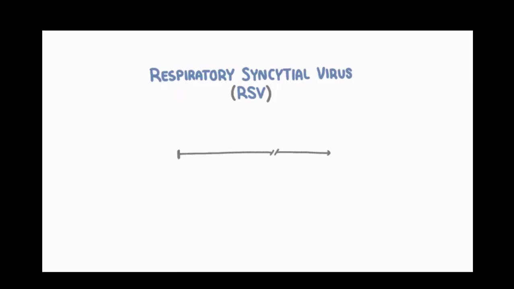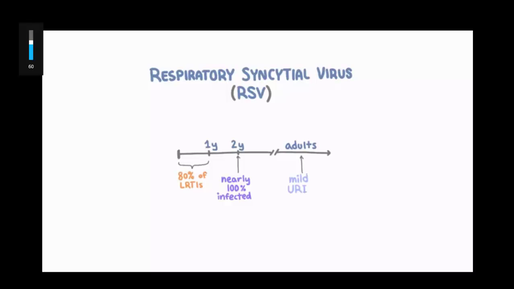RSV almost always affects infants less than a year old. It causes more than 80% of lower respiratory tract infections in this group. And by their second birthday, almost all children will have been infected by RSV. Occasionally, adults can develop symptomatic RSV infections, but it's usually mild and isolated to the upper respiratory tract. So what are the symptoms?